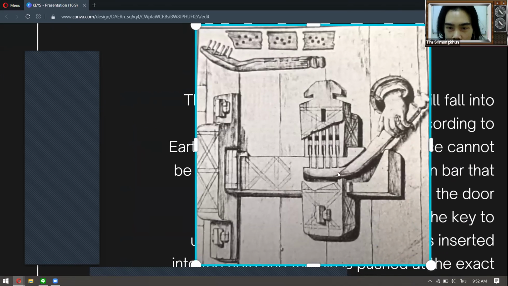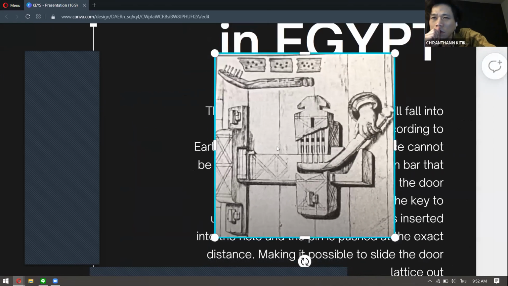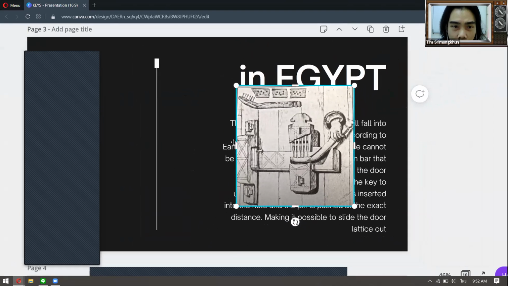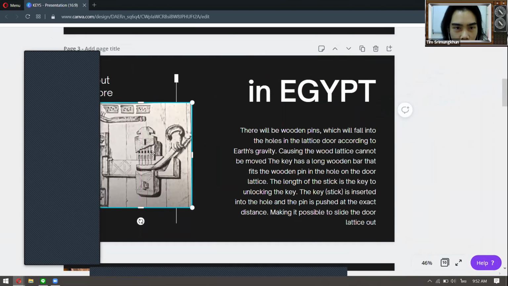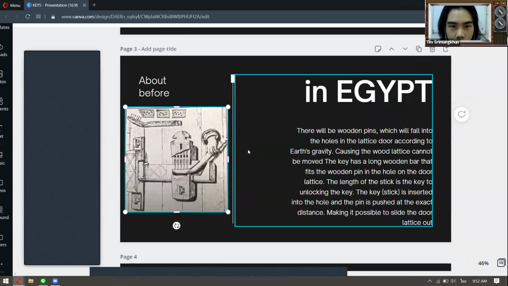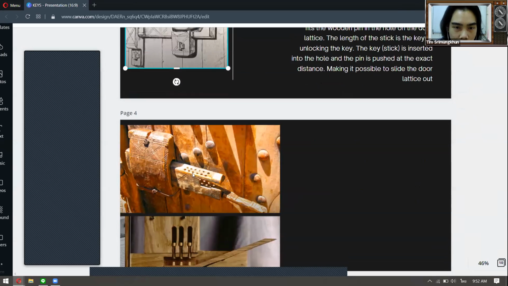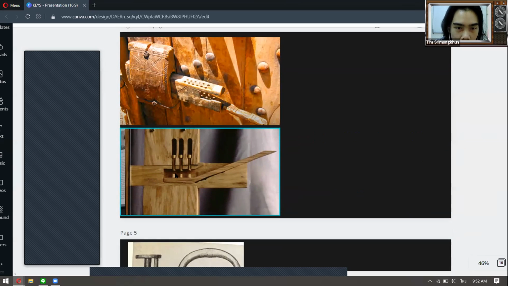They have a lock pin, and you have a stick with a nail, I think, to push a specific fence to lift it up, and then you can open the door like this. They use gravity, and the materials they use are wood. Here's a clearer picture, and here's an example.